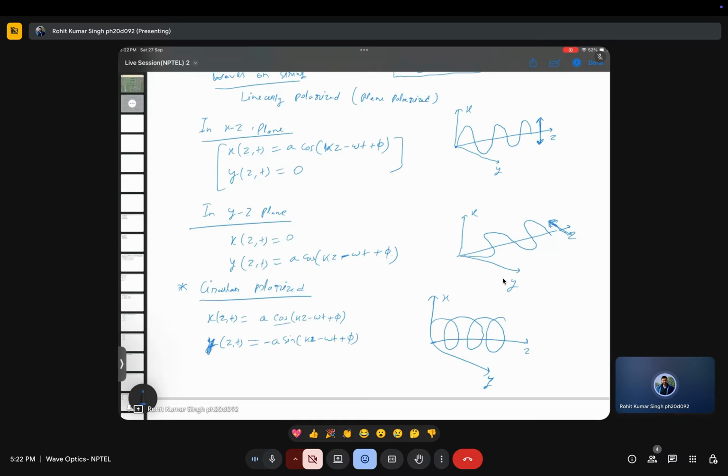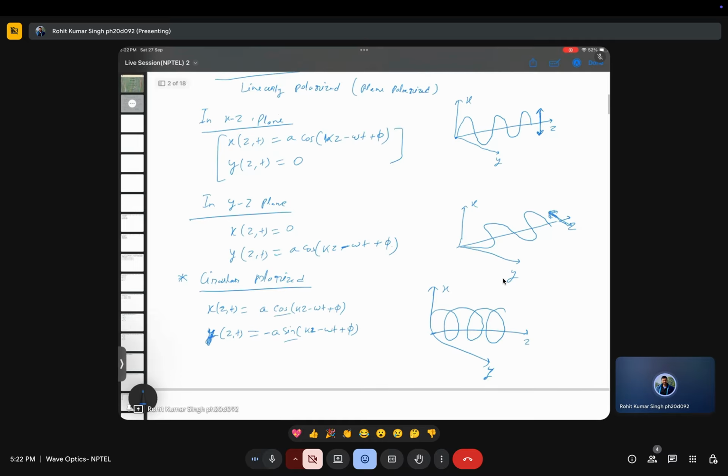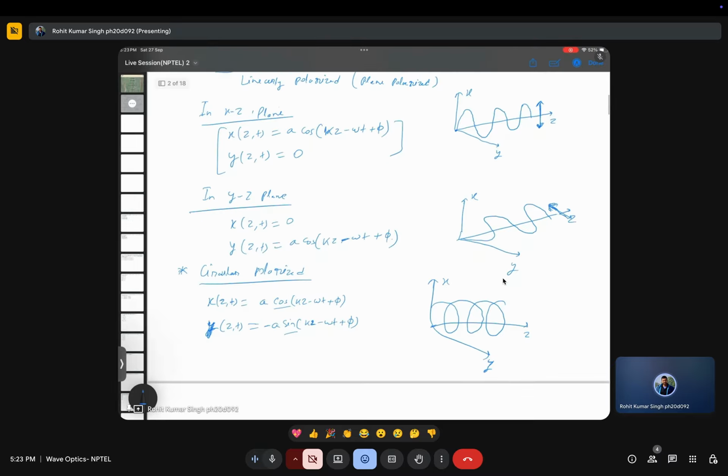Here it is cos, here it is sine. So what is the phase difference? Pi by 2. Yeah. So if you write a wave equation with a pi by 2 phase difference between the x and y directions, then it will represent a circularly polarized wave. And also, the amplitude has this negative sign.